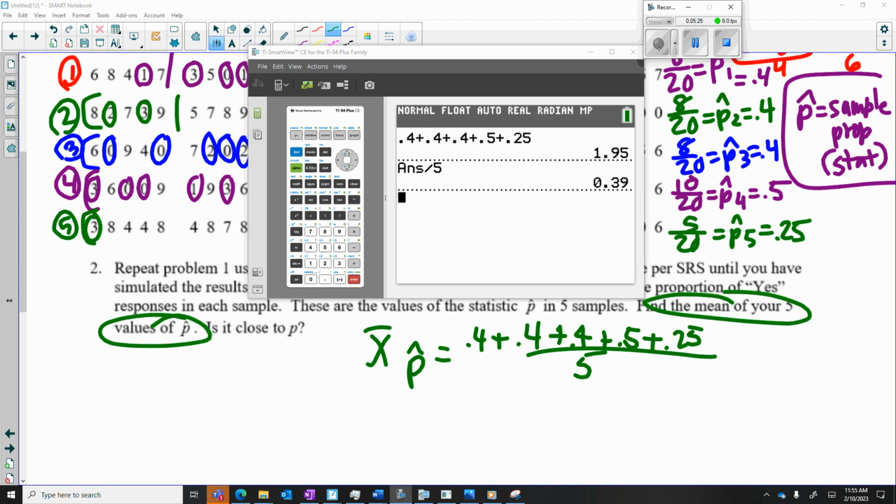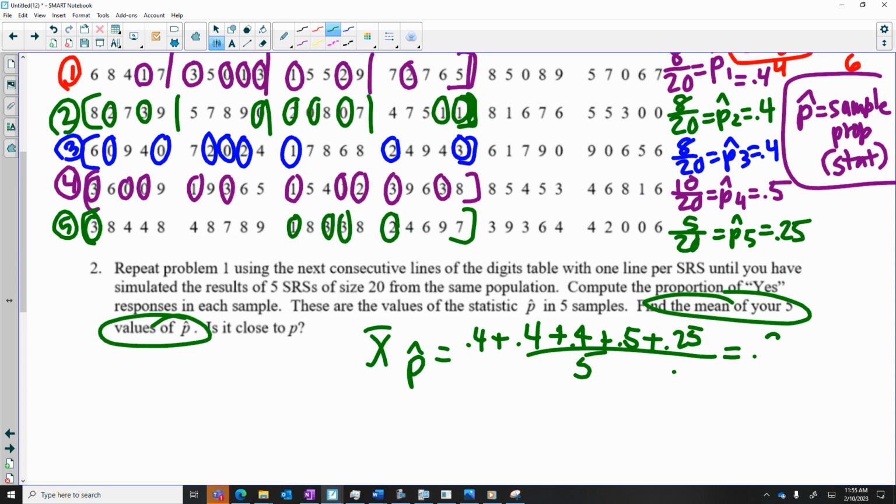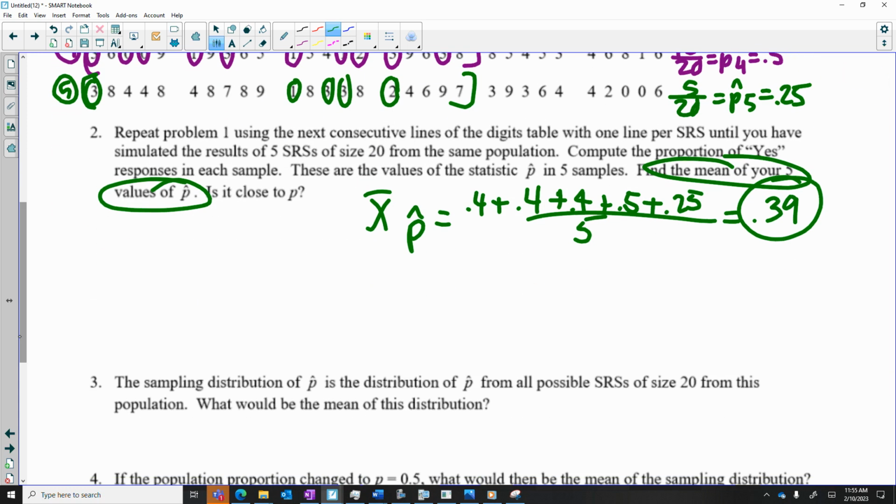So I added them all up and I got 1.95, and when I divided by 5, I got 0.39. So the mean of all the p hats I got was 0.39. Now notice that the true proportion that they claimed to be scared of going outside, p, which is called the parameter, is 0.40. So do you see how close 0.39 is to 0.40?